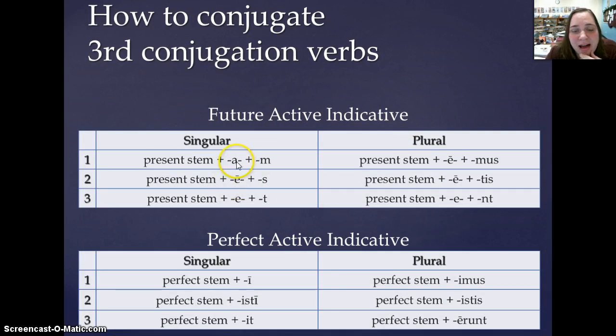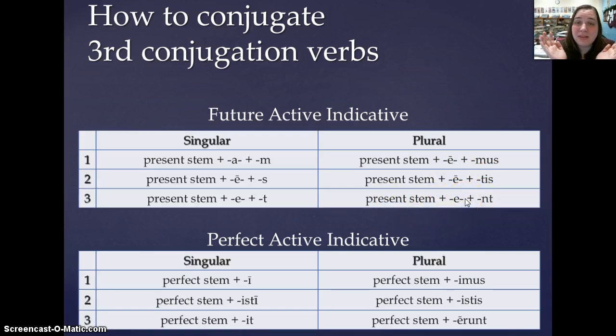The future active indicative, again, no bo, bis, bit for third conjugation verbs. Instead, you change the vowel in the first person singular to an A, and then you also add the ending M to the first person singular, but then for the second and third singular, and first, second, and third plural, you add an E to show that you're in the future. So future active indicative: present stem plus E plus S, present stem plus E plus T, present stem plus E plus mus, present stem plus E plus tis, present stem plus E plus NT.